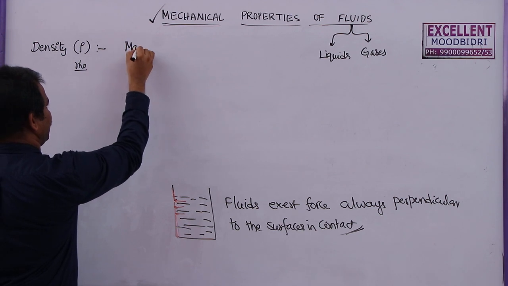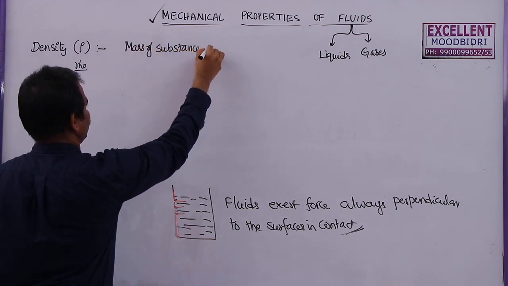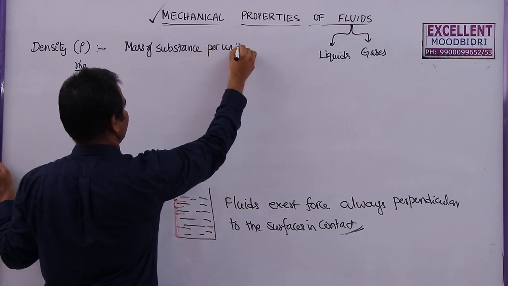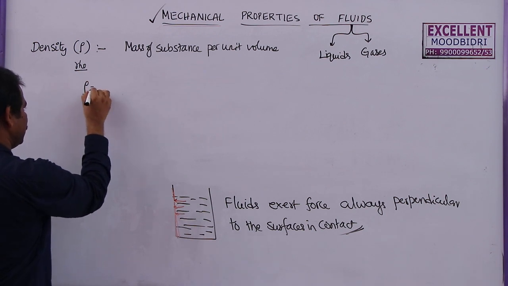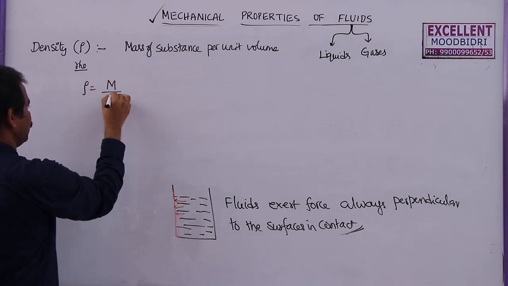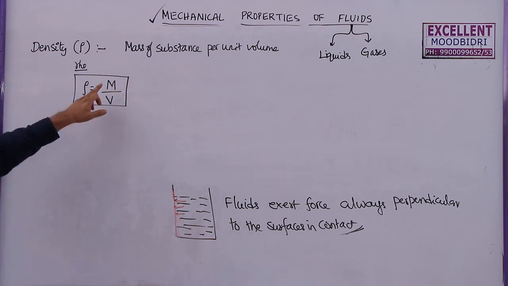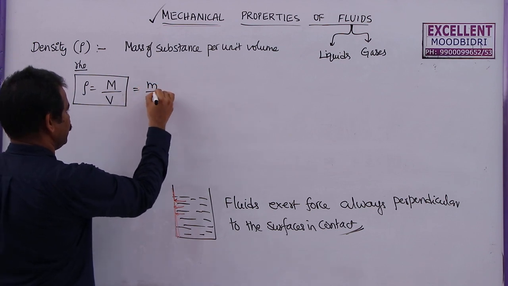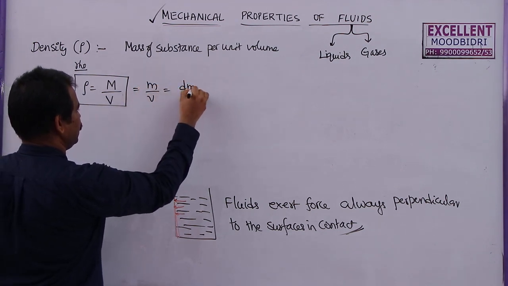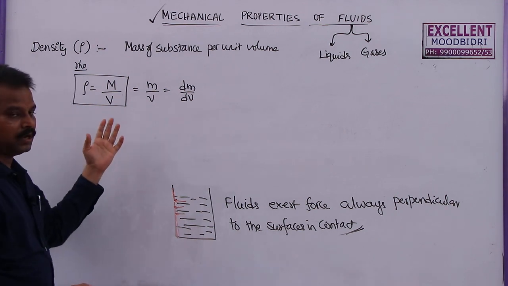Density is the mass of substance per unit volume. So density can be written as mass by volume. This is the density. M is the mass and V is the volume. This may be small m by small v or dm by dv. So these are the different formulas that can be used here.